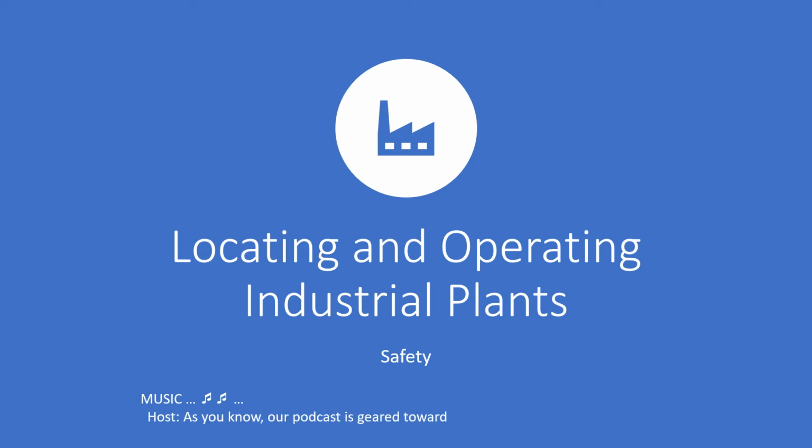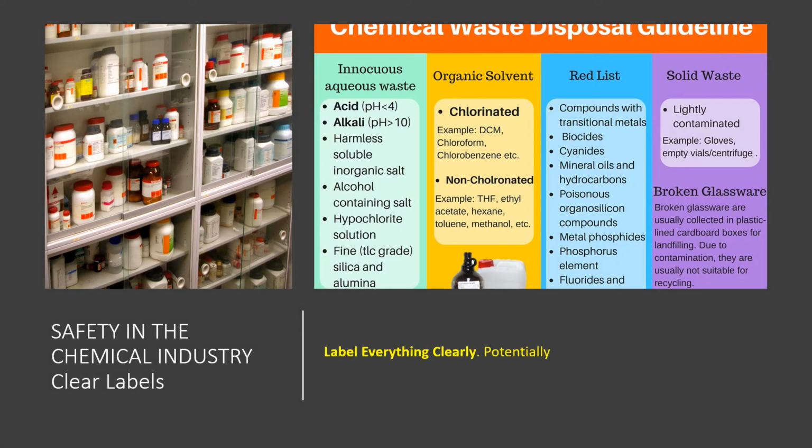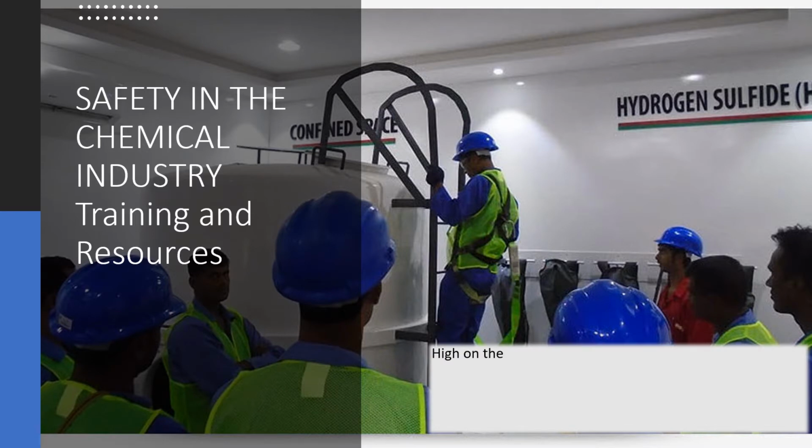As you know, our podcast is geared towards chemistry students. So, how does one stay safe in the chemical industry? George? Label everything clearly. Potentially save a life by properly labeling all chemical containers. Chemicals often look alike, even to an expert.